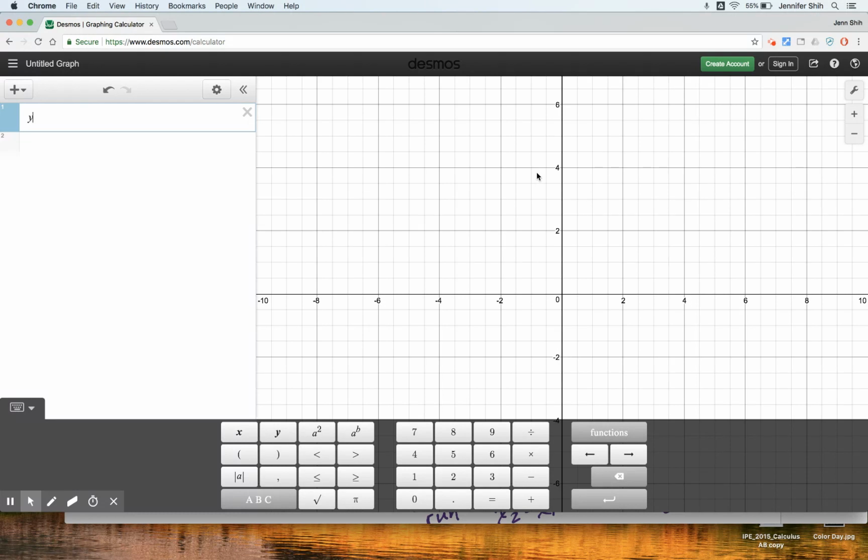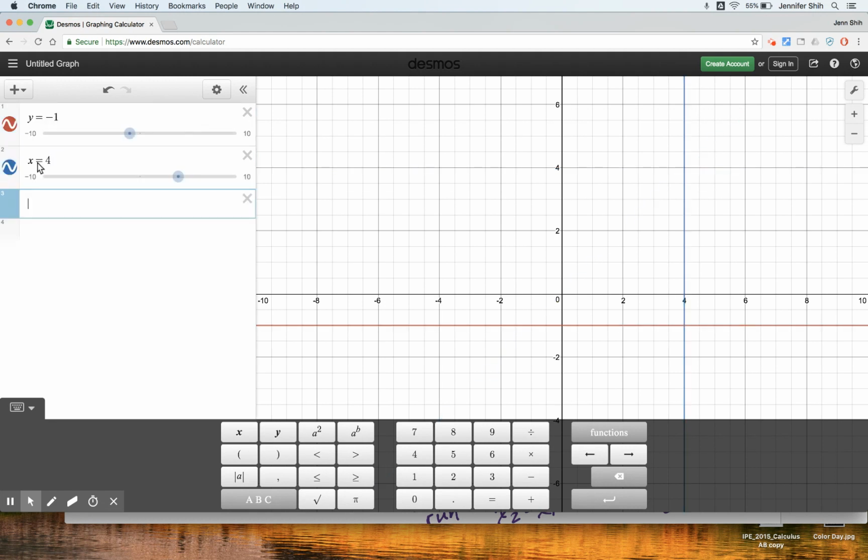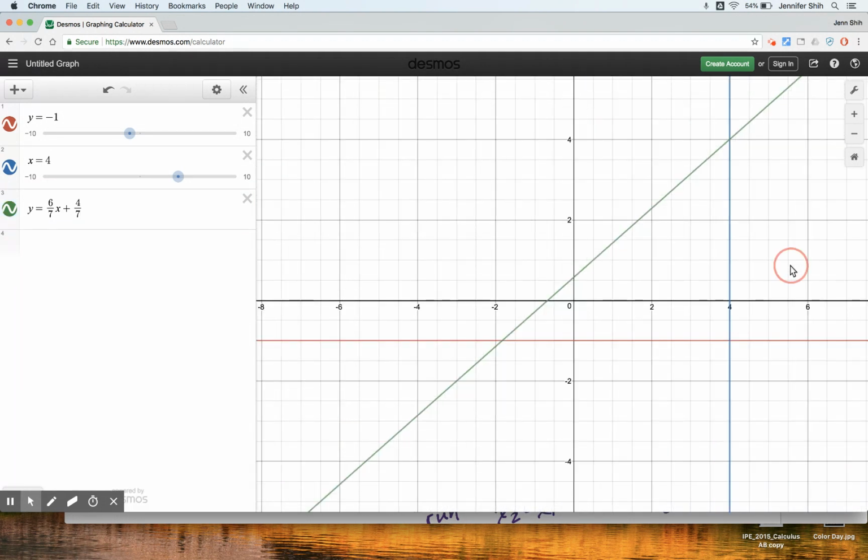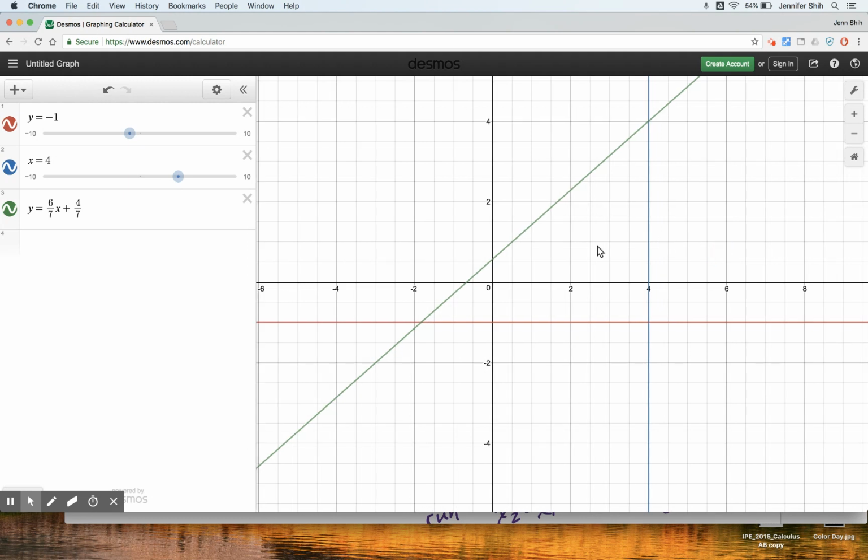Type in Desmos. All right. So we have y equals 4. We have y is equal to -1. X is equal to 4. And y is equal to 6/7 x plus 4 over 7. Doesn't that look like our triangle? Doesn't that kind of look like our triangle on our paper? Kind of, except we need to start shading in the triangle.